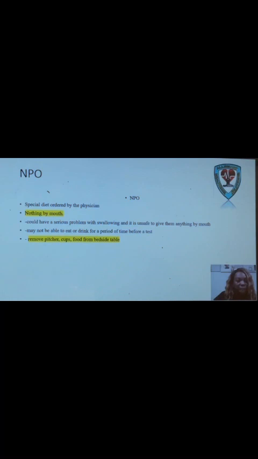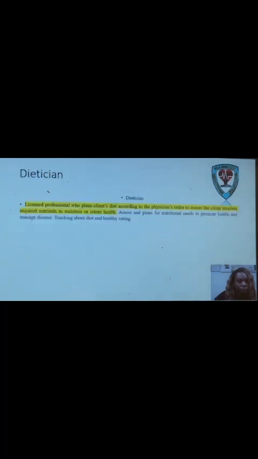So when a person has this diet, usually there's a sign placed somewhere in the room to help people know that they're not supposed to have anything by mouth. And as a CNA, you want to remove any pitchers or cups or food from the bedside. That will help them maintain compliance with the order that states that they can't have anything by mouth.